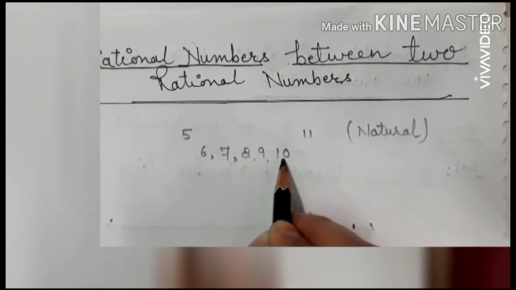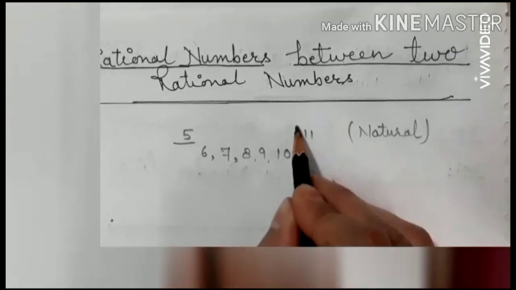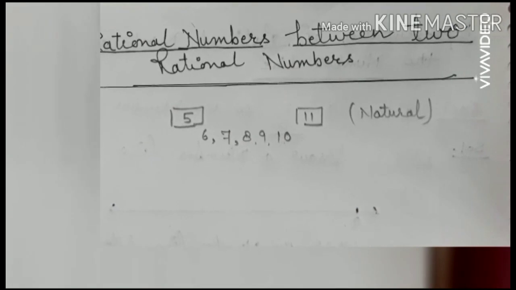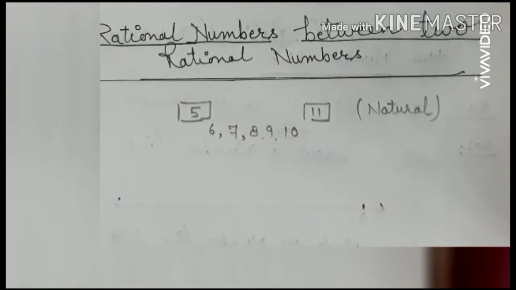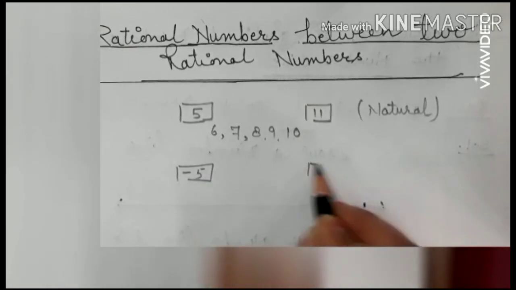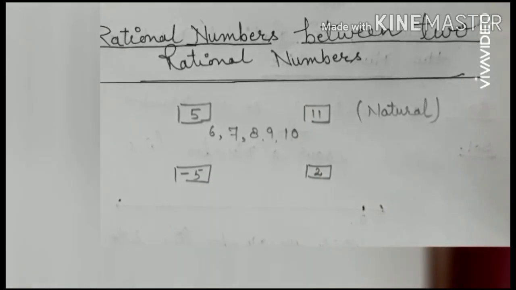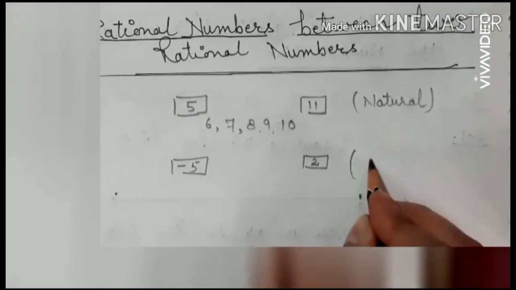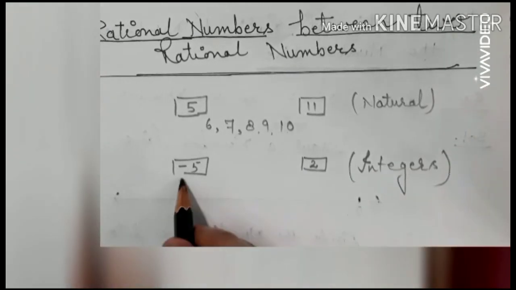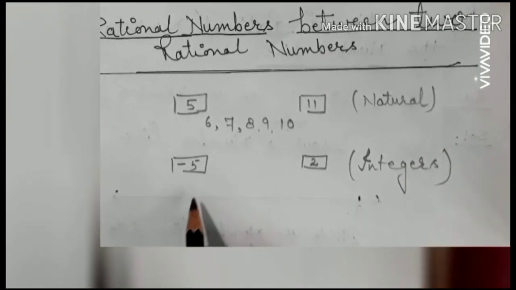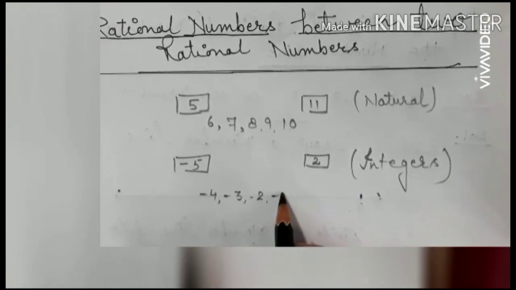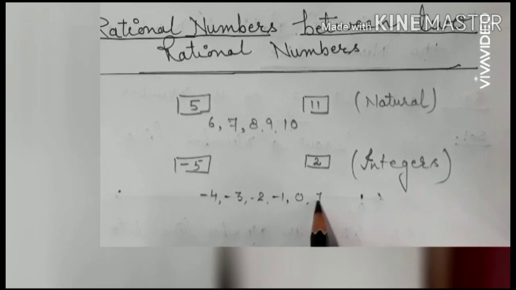These are 5 natural numbers between 5 and 11. Same as if we ask you how many integers are between -5 and 2. Now you have to tell how many integers are between -5 and 2. These are -4, -3, -2, -1, 0 and then 1.